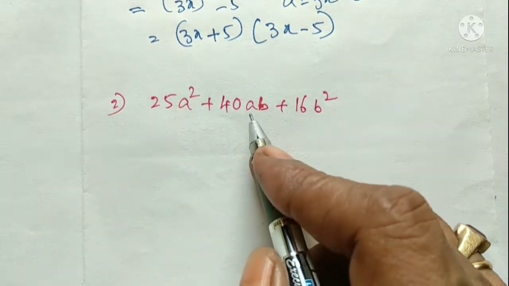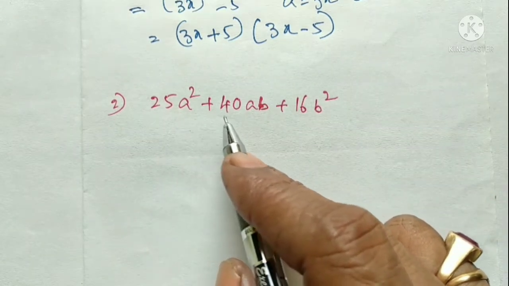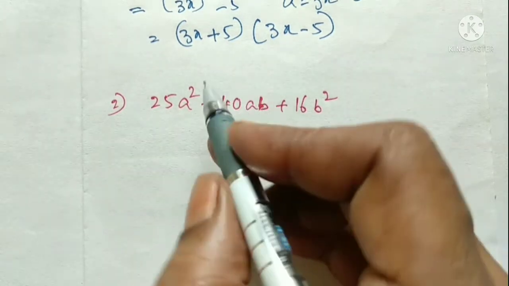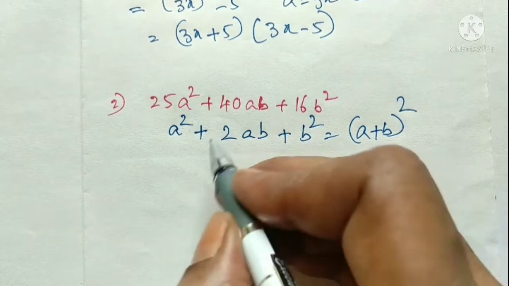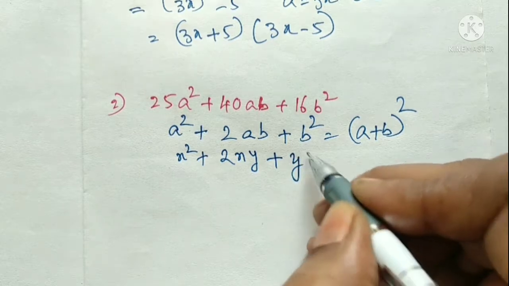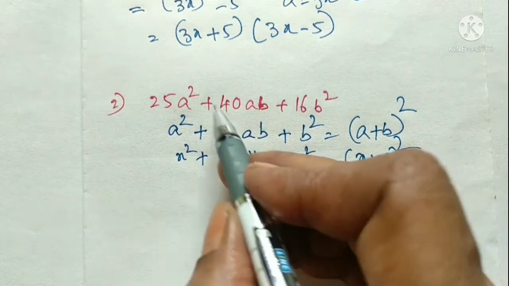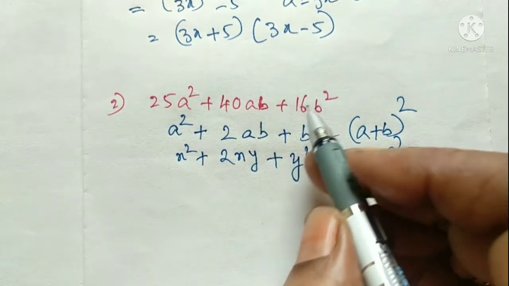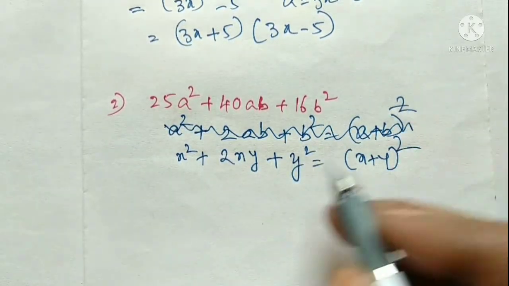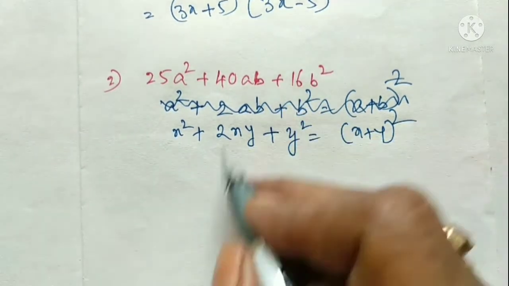25a square plus 40ab plus 16b square. When we are doing this, we have to remember the algebraic identities, because to avoid the confusion between a and b, this can be written as x square plus 2xy plus y square is equal to (x + y) whole square. This I am writing because the given problem contains a and b. So to avoid confusion, I have written the algebraic identity in this form, okay? Then we will not have any confusion.